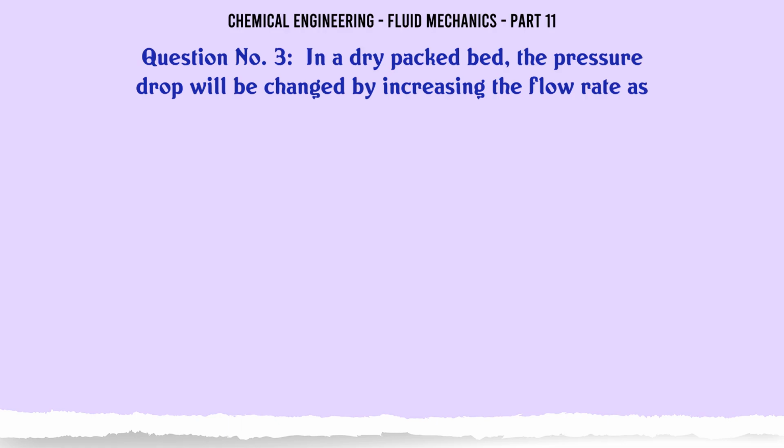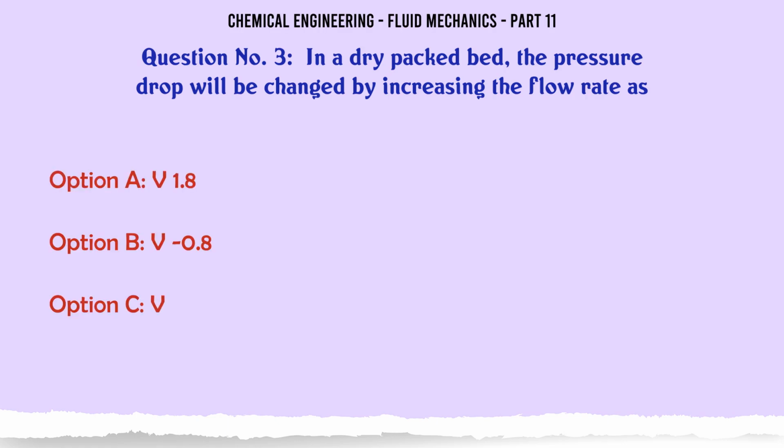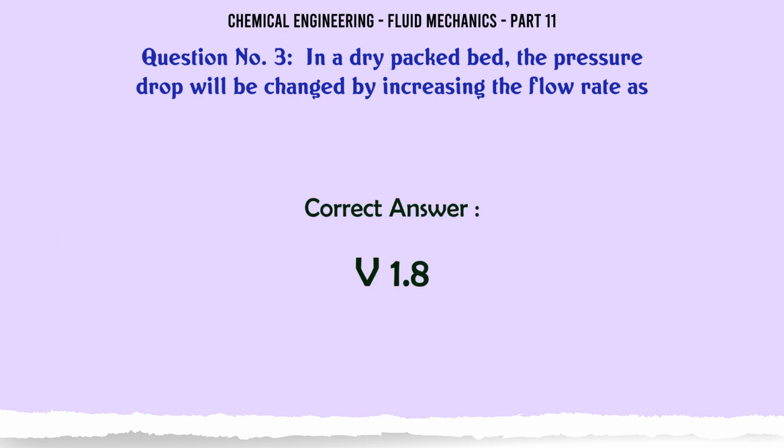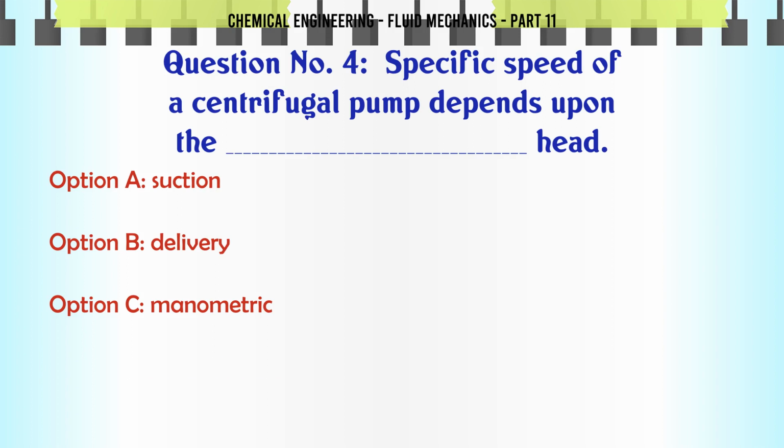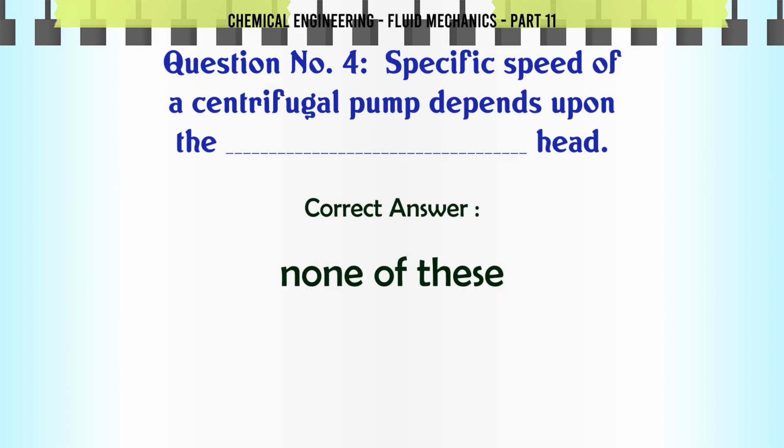In a dry packed bed, the pressure drop will be changed by increasing the flow rate as: A. V^1.8, B. V^0.8, C. V, D. V^1. The correct answer is V^1.8. Specific speed of a centrifugal pump depends upon the head: A. Suction, B. Delivery, C. Manometric, D. None of these. The correct answer is none of these.